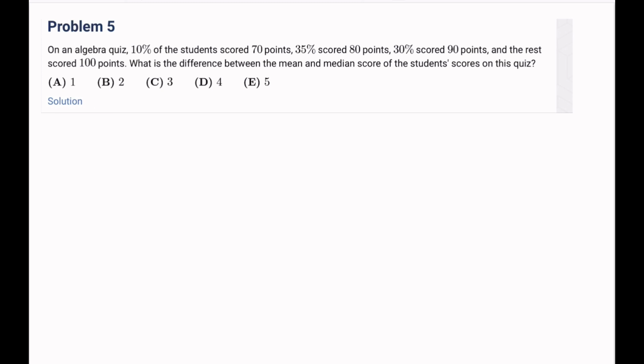Number 5, on an algebra quiz, 10% of the students scored 70 points, 35% scored 80 points, 30% scored 90 points, and the rest scored 100 points. What is the difference between the mean and the median score of the students' scores on this quiz? Okay, so since the median is far easier to calculate than the mean, let's just do that first.